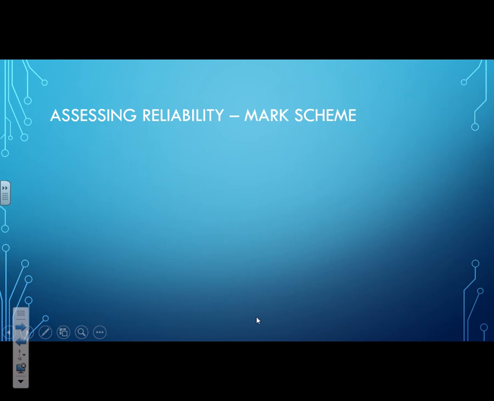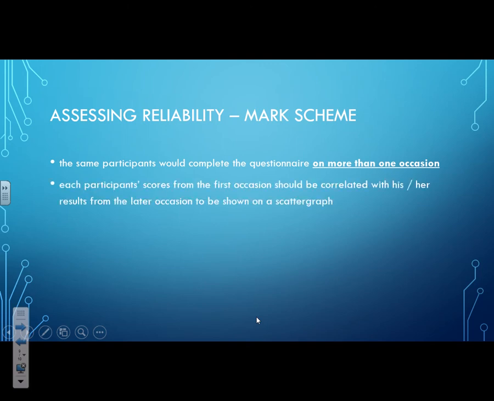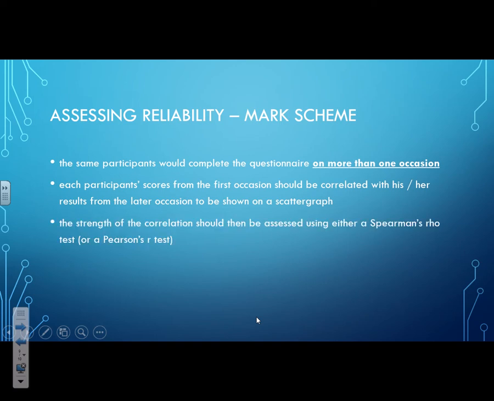Okay, and then we'll go through it. So again, something that I've taken from the mark scheme. For the test-retest, the same participants will complete the questionnaire on more than one occasion, so at least twice. Each participant's score from the first occasion should correlate with his or her results from a later occasion, shown on a scatter graph. So you would correlate it and then you would look at the scatter graph. You could even talk about a correlation coefficient of plus 0.8.